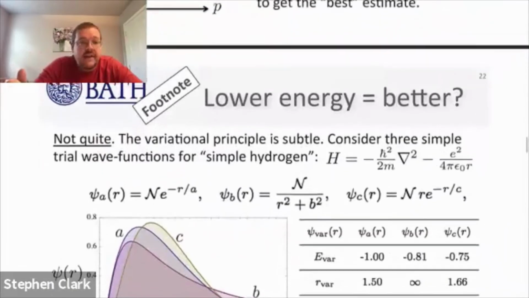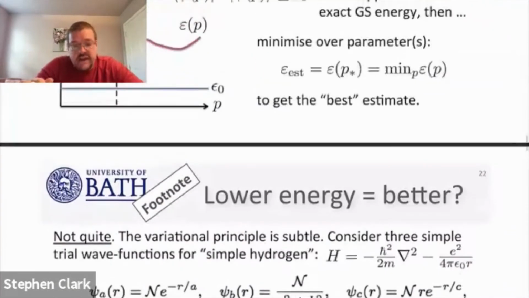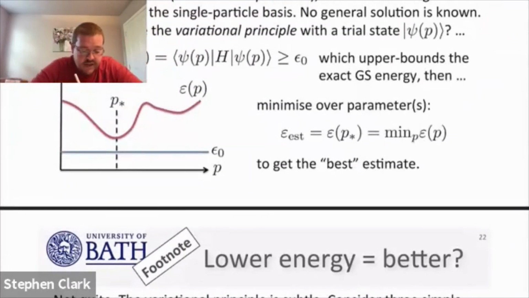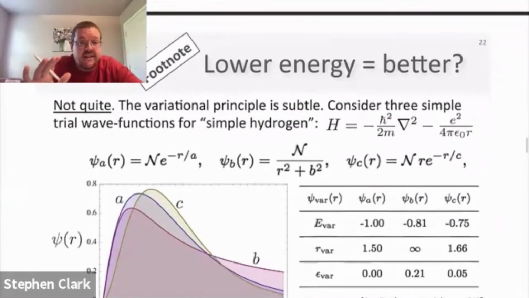Let me just make an aside here, a footnote almost. If I have two different variational wave functions and one gives me a lower energy than another, and they can be completely different wave functions, different types of wave functions, which one is the best approximation? The one that has the lowest energy, or something else? Is lower energy always better?